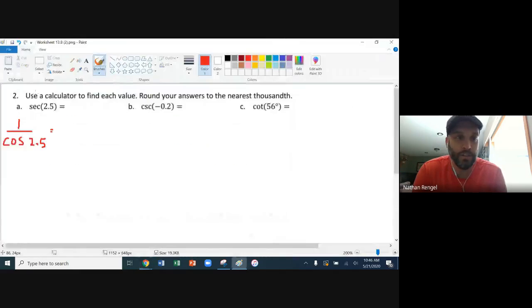All right, back to our problem. We had negative 1.248. Perfect. So there's our secant of 2.5. Cosecant is defined as 1 over the sine. So it's the reciprocal of sine. So we're going to do 1 over the sine of negative 0.2.